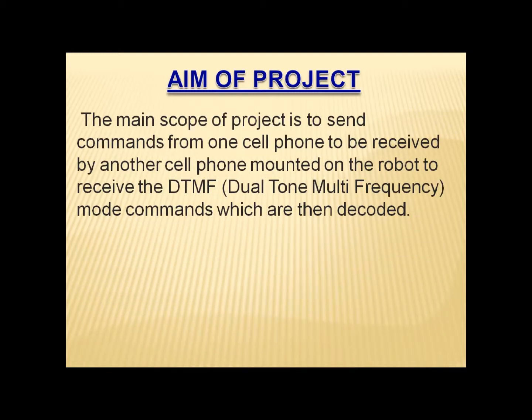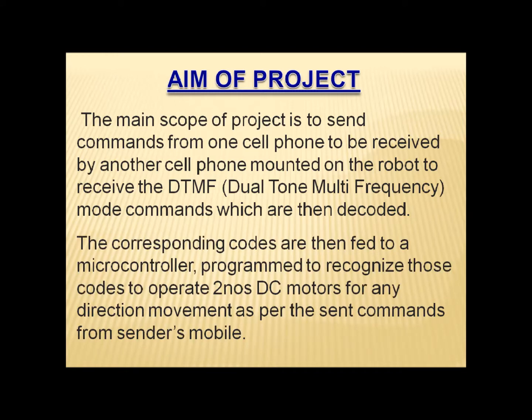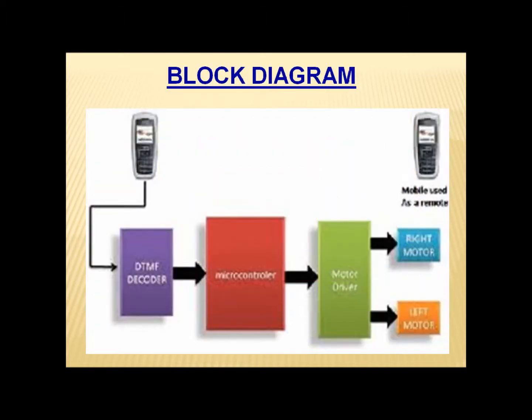Aim of our project. The main scope of our project is to send commands from one cell phone to be received by another cell phone mounted on the robot to receive the DTMF mode commands, which are then decoded. The corresponding codes are then fed to a microcontroller programmed to recognize those codes to operate two DC motors for any direction movement as per the sent commands from the sender's mobile. This is a block diagram.